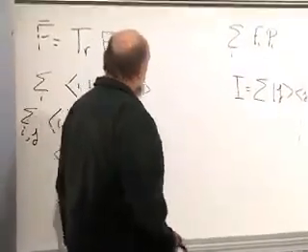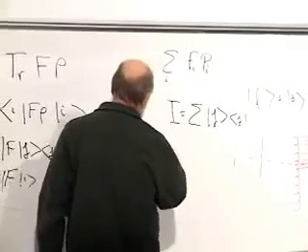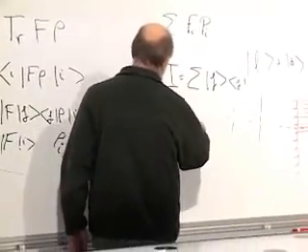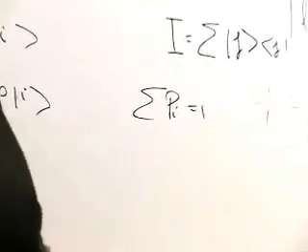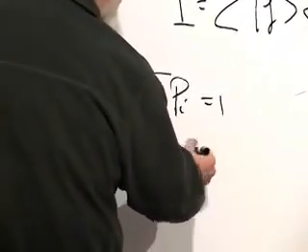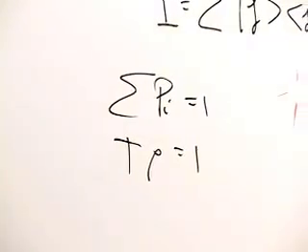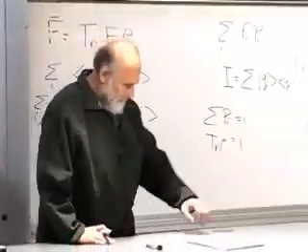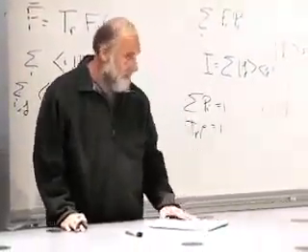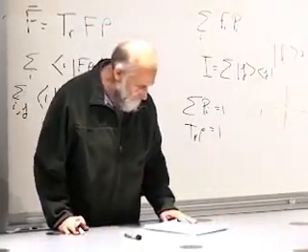Let's just look at some analogies with P. First of all, the sum of P sub i should equal 1. The analog is that the trace of rho is equal to 1. Trace of rho is equal to 1. So that's just another example of trace and sum being essentially the same thing.